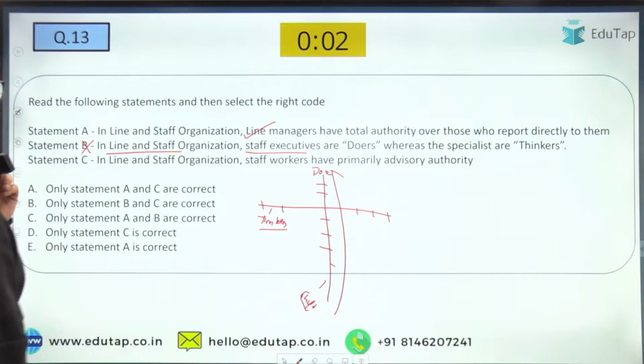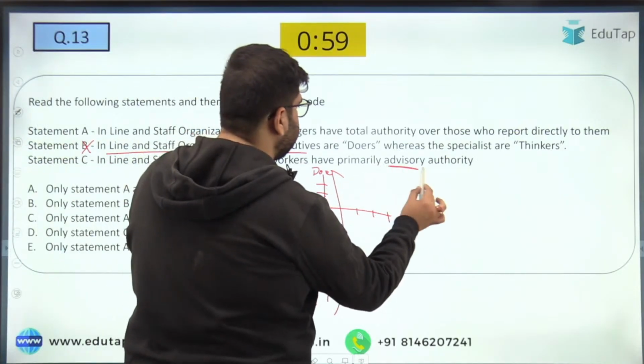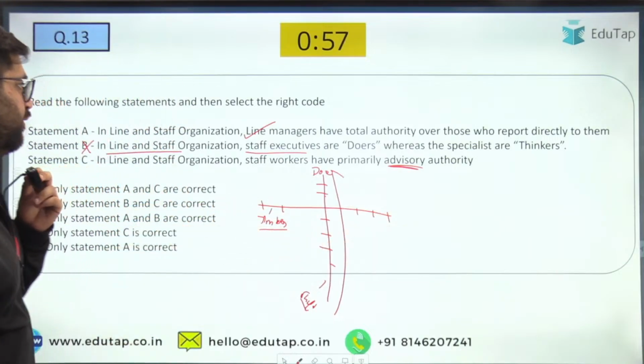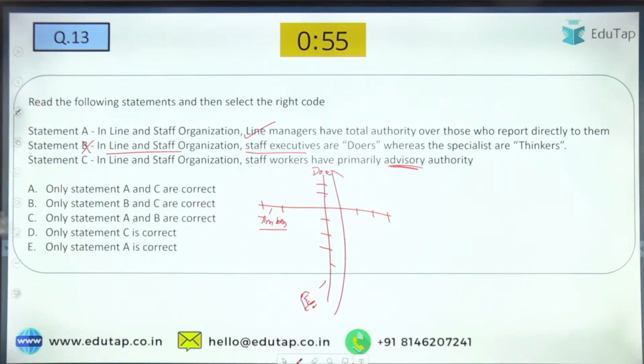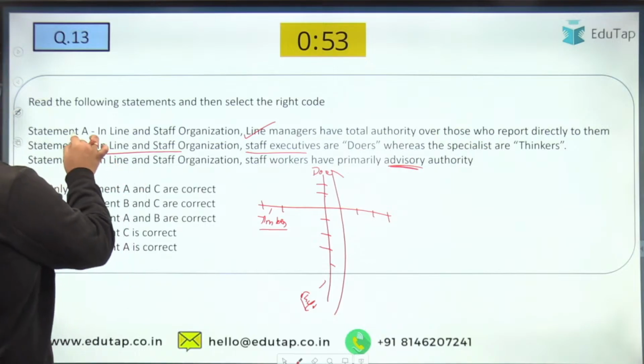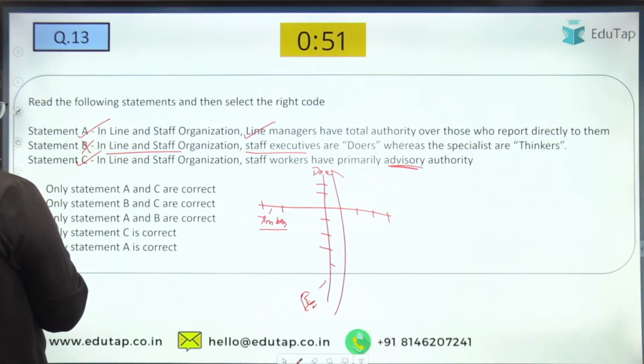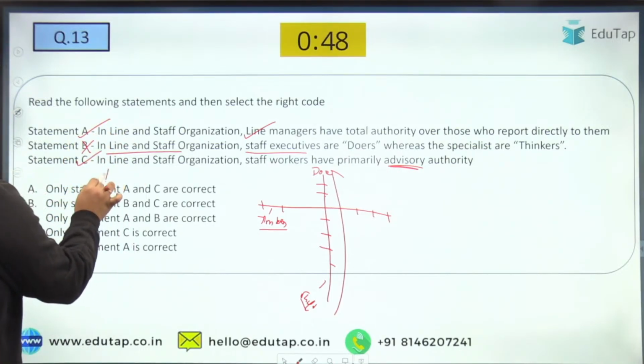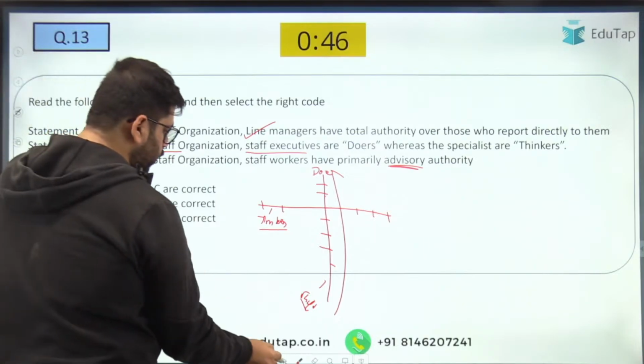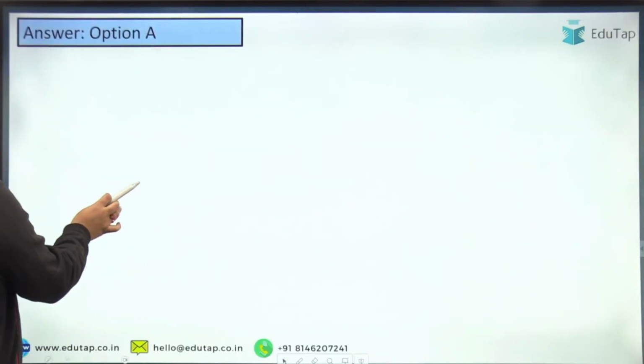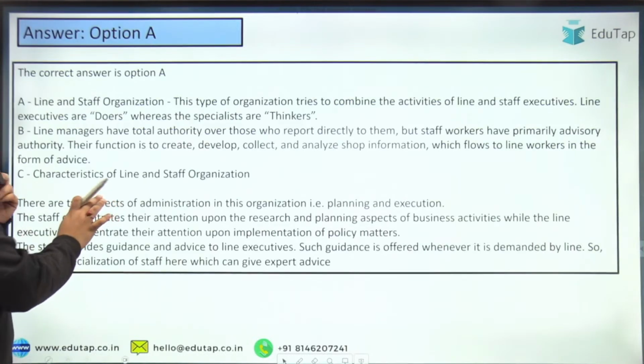Okay. In line and staff, workers have primarily the advisory authority. Yes, advisory basically is again thinking kind of stuff. So now you have to identify the right code. Statement B is incorrect, A is correct, C is also correct. So your correct option will be option number A. How many of you have got your answer? Again, this is a phase 2 level question. The correct answer is option number A.